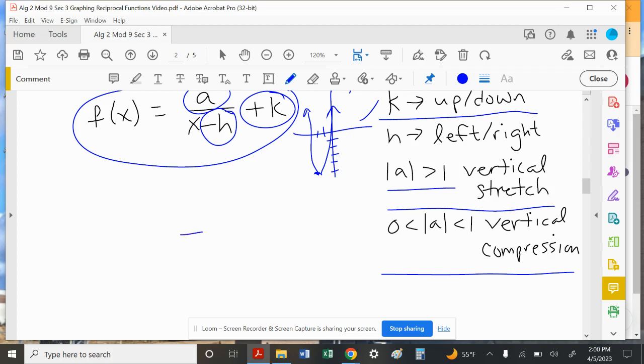Now, if the a is negative, remember, then it shifts. So if we have a negative a, remember that it shifts over the horizontal asymptote. So we'd have our horizontal asymptote and it would shift over. So if it's doing something like that, it would shift over and do something like that.